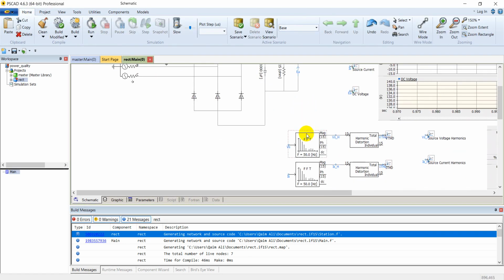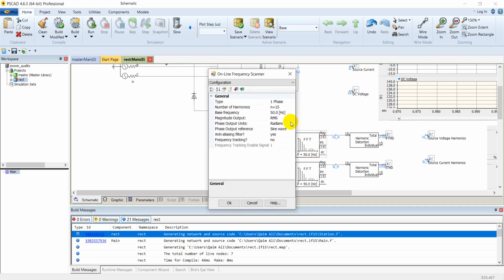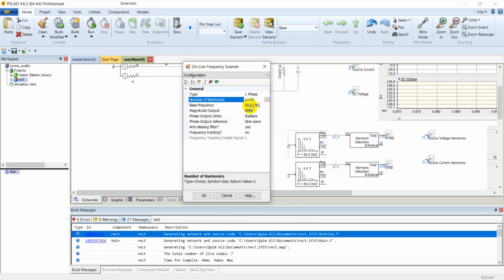Also, we have placed the FFT block here from the Common Signal Models and Functions library, and the THD measurement block. It measures the total harmonic distortion, and it provides a fast Fourier transform of the input signal. So let's check its parameters. It's set to give output up to the 15th harmonic, and it will give the output in RMS form, and the base frequency we have set to 100, and the reference phase output will be a sine wave. We have enabled the anti-aliasing filter, and we have disabled frequency tracking here.